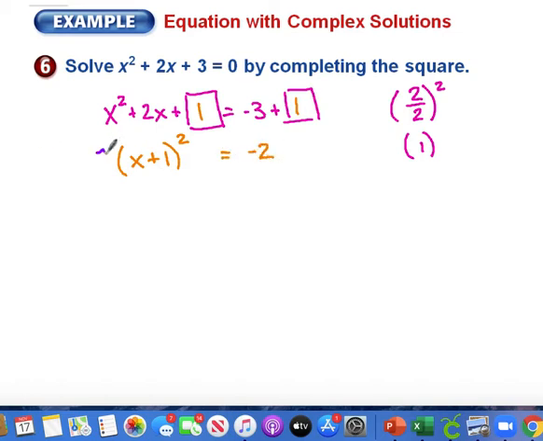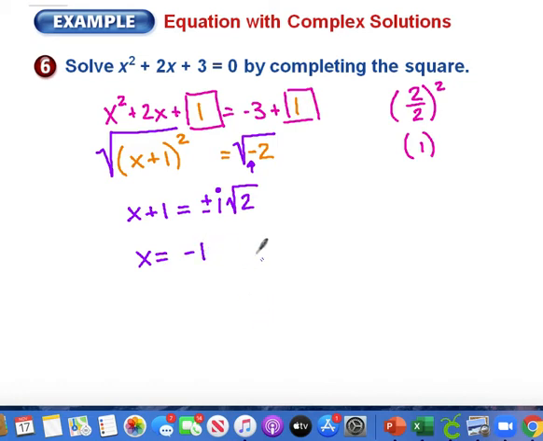So now I'm ready to square root, and you can see that I'll have a complex solution because of the square root of negative 2. On the left, I will have x plus 1. On the right, I'm going to have plus or minus. I'm going to pull the square root of negative 1 out as an i times the square root of 2. Go ahead and isolate x, and that gives me x equals negative 1 plus i square root of 2, or negative 1 minus i square root of 2.